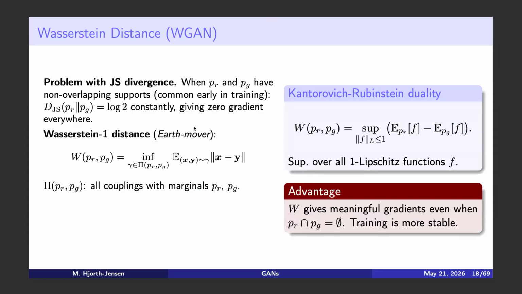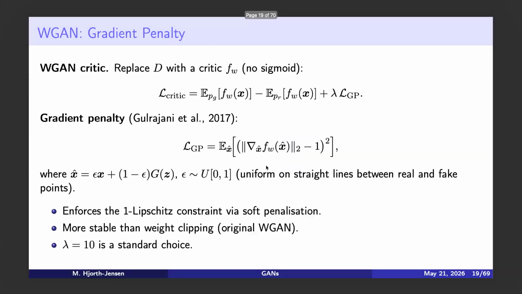So this divergence here, when they have non-overlapping values, which is common in early training, then this Jensen-Shannon divergence is close to log 2 constantly, which gives 0 gradients elsewhere. There is something which is included, called the Wasserstein distance, where you include this optimization, and where you have the sum of all Lipschitz 1 functions, which are functions whose difference doesn't increase more than just a factor 1.